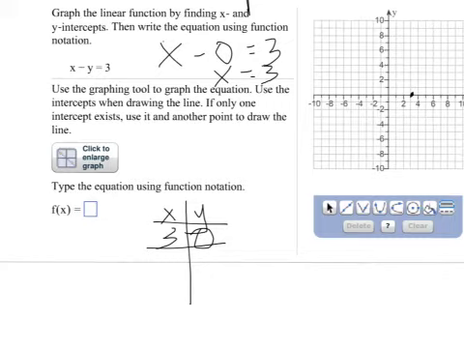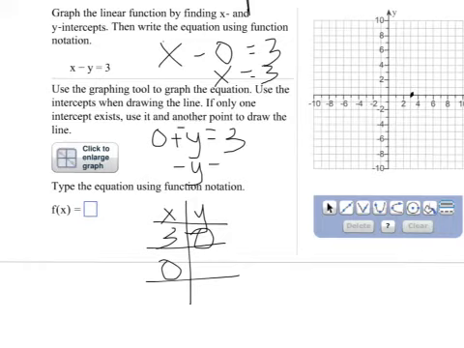To find the y-intercept, I'll substitute 0 for x. So 0 minus y equals 3. I'm going to change my minus sign to plus negative so that I'll remember that the y is negative. So negative y equals 3. But I want to know what positive y is. So I'm going to divide both sides by negative 1. So y is negative 3.